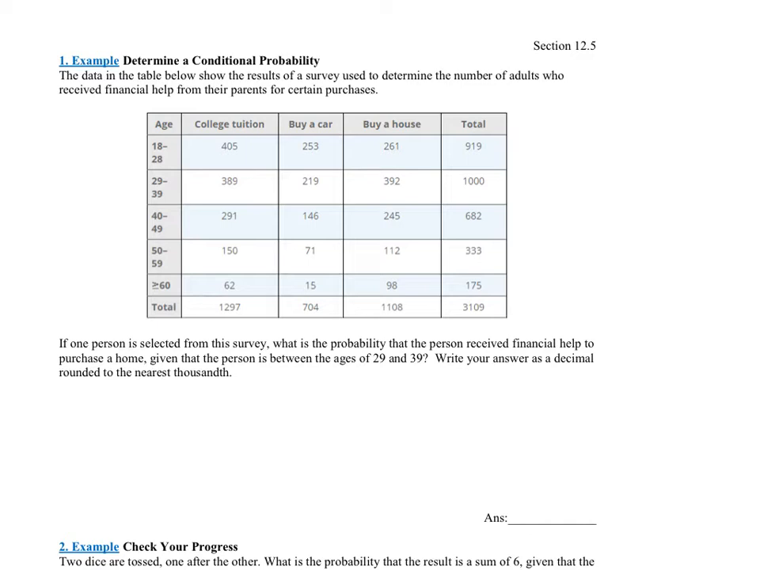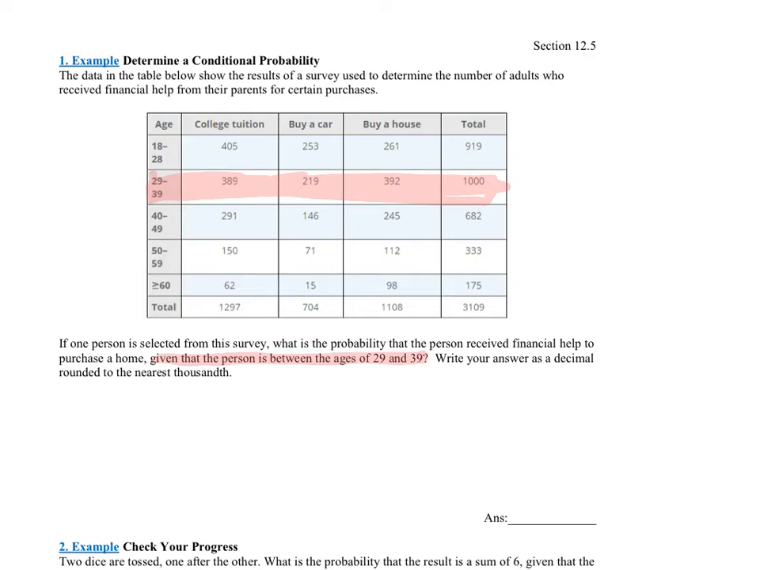So it says if one person is selected from the survey, what is the probability that the person received financial help to purchase a home, given that the person is between the ages of 29 and 39? So what we care about is who received financial support to buy a house, but we have to restrict the set that we're looking at. So always start with the given information. The given information in here is that the person is guaranteed between 29 and 39. So that is the only part of the chart that I want to consider. The ages between 29 and 39. The rest of this chart no longer exists to me.